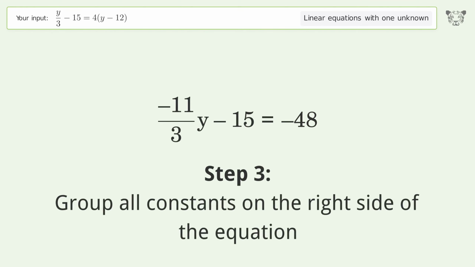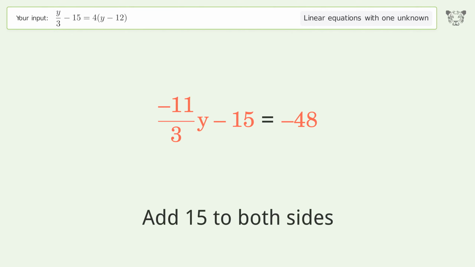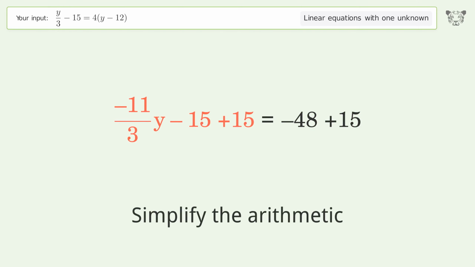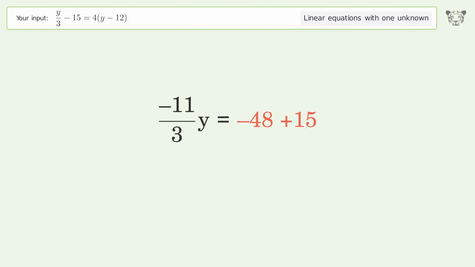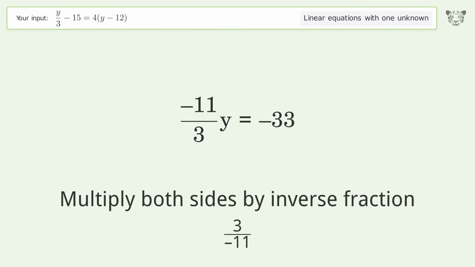Group all constants on the right side of the equation. Add 15 to both sides. Simplify the arithmetic. Isolate the y. Multiply both sides by inverse fraction 3 over -11.